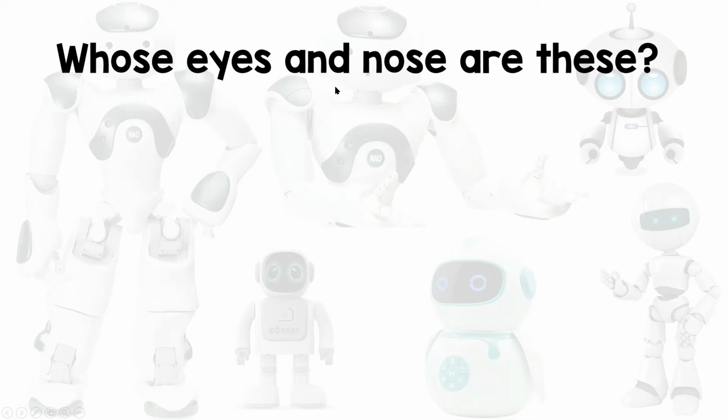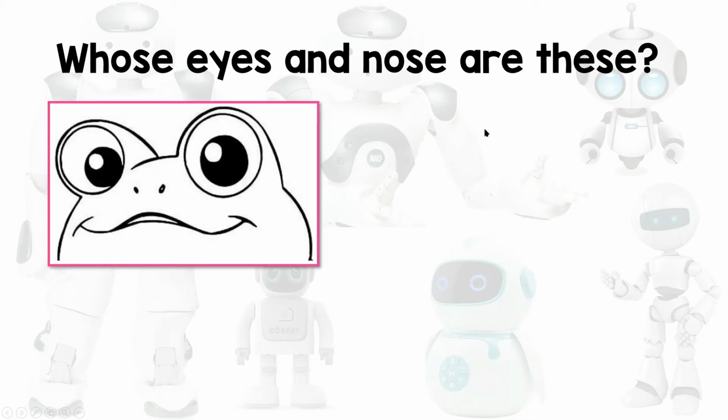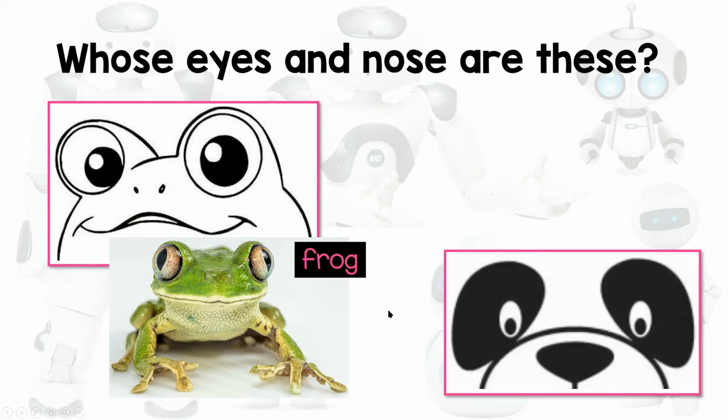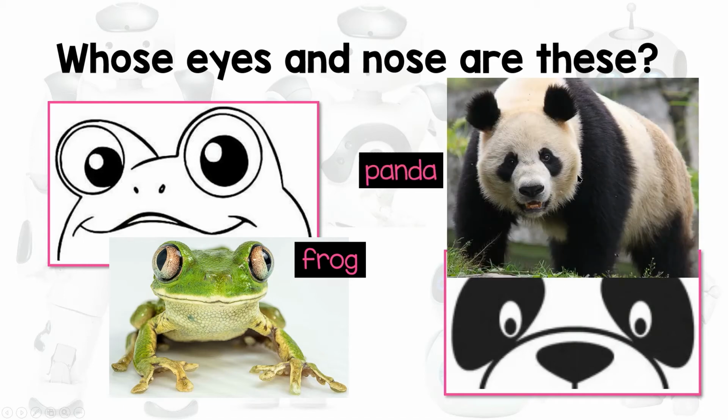Whose eyes and nose are these? Let's look at this picture. Whose eyes are these? This animal has big round eyes. What is it? It's a frog. Did you guess it correctly? You did? Awesome! Here's an easy one. Whose eyes and nose are these? There are black patches around the eyes. Yes, it's the panda.